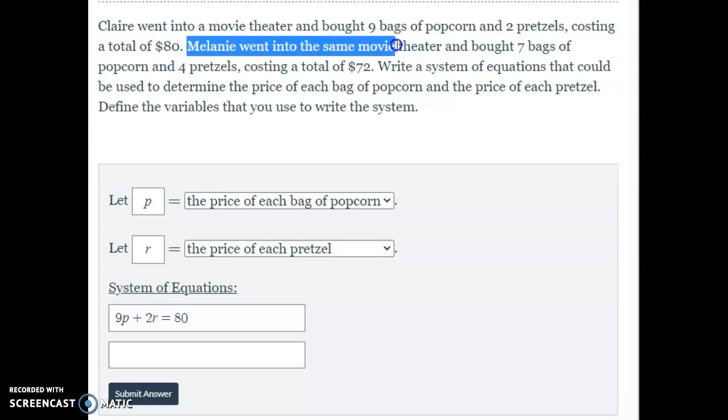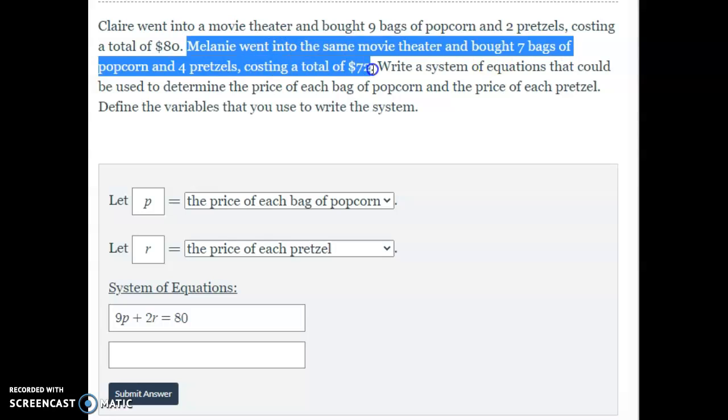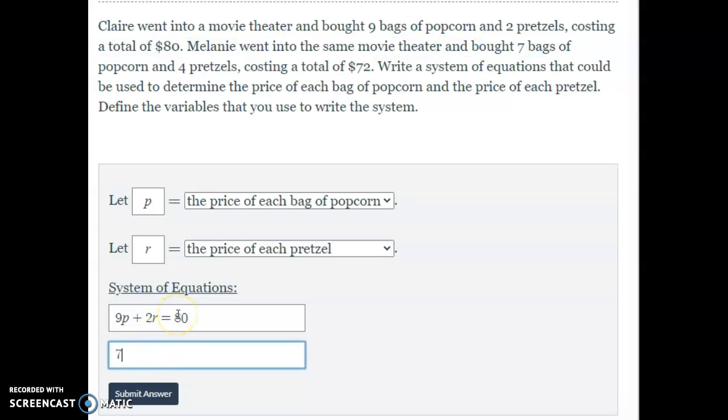So this one says Melanie went into the same movie theater and she bought 7 bags of popcorn and 4 pretzels costing $72. So now I'm just going to do the same thing. 7 popcorns and 4 pretzels. So I come down, 7P for 7 popcorns, plus 4R for 4 pretzels, and that totaled $72. Write a system of equations. That's what we just did. Define the variables you used. We defined P, again, for popcorn, R for pretzel.